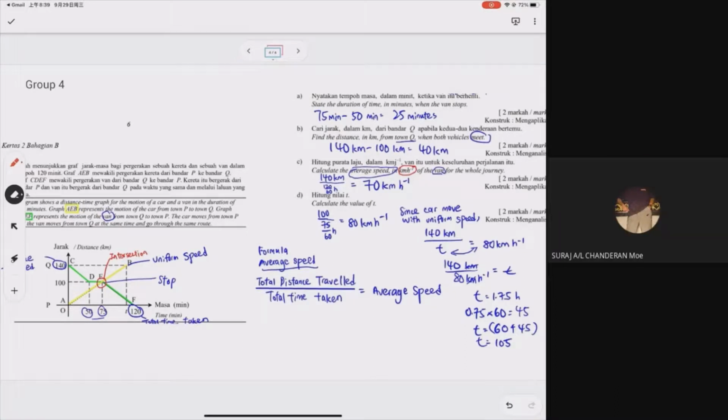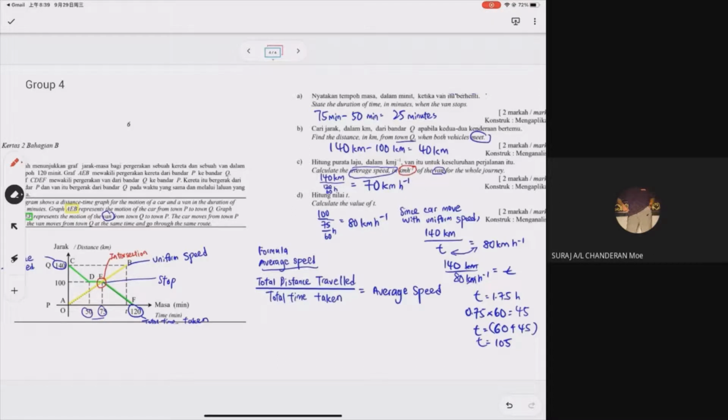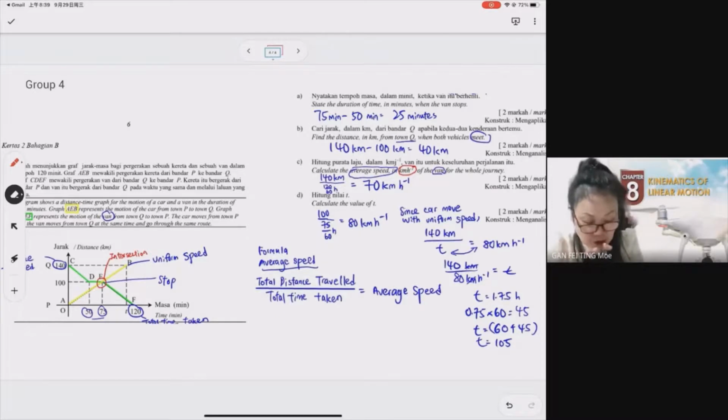So the answer is the time at E minus the time at D. 75 minutes minus 50 minutes. So we get 25 minutes. Remember, when we are looking for the duration of time, it shall be the final time minus the initial time.